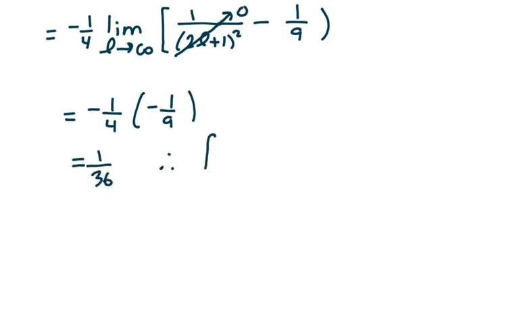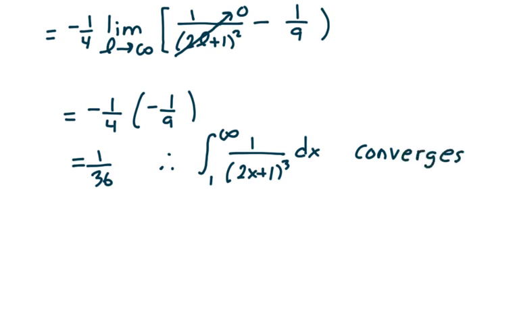And what this is going to tell me is that the integral from 1 to infinity of 1 over (2x plus 1) to the third dx is going to converge. So this integral converges because we got a fixed value back. We're going to do one more example for this video here.